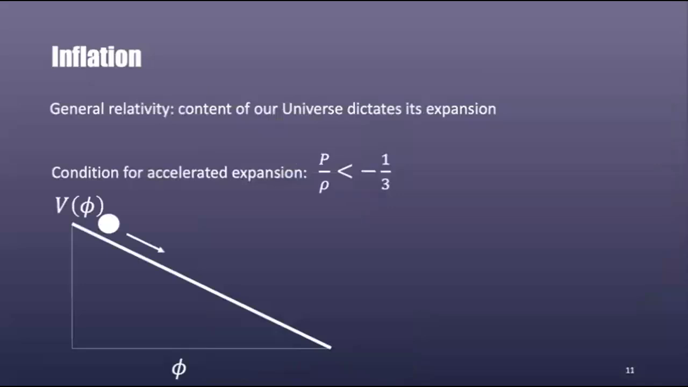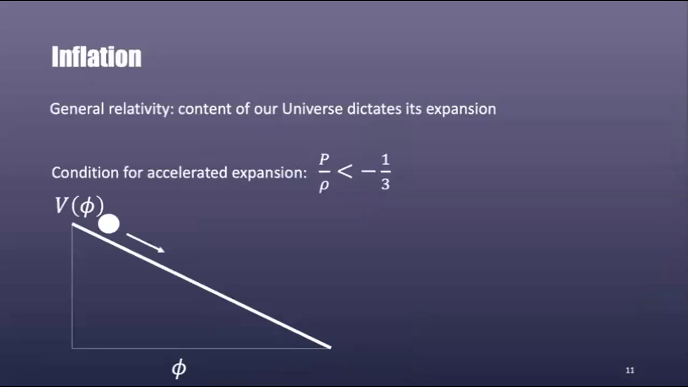Now let's talk about the simplest models. So I just said inflation is a period of accelerated expansion. Now, how can we achieve such a period? General relativity tells us that the content of our universe dictates how we're expanding. So to have such a period, we need an energy density with maybe a little bit exotic properties, where the pressure over the energy density is smaller than about -1/3.